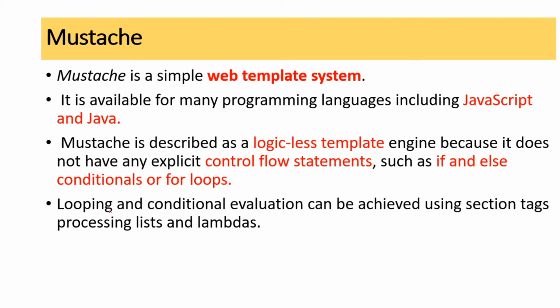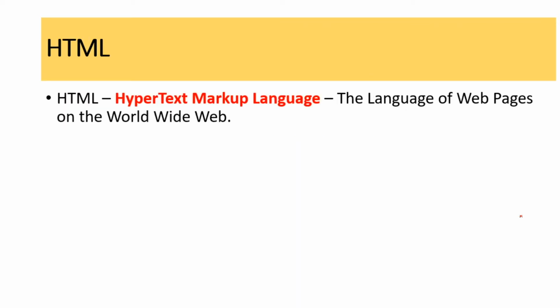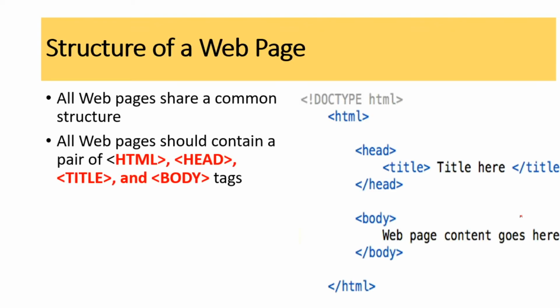If you want to incorporate looping and conditional evaluations, it can be achieved through tags. So using section tags, processing lists and lambdas, we can do this looping and the conditionals. So there are no specific flow statements available for Mustache. So it is a web template system. HTML is the hypertext markup language, and this language is used for web pages on the World Wide Web.